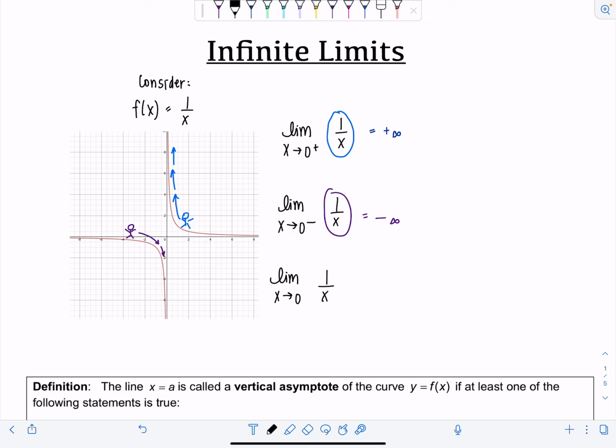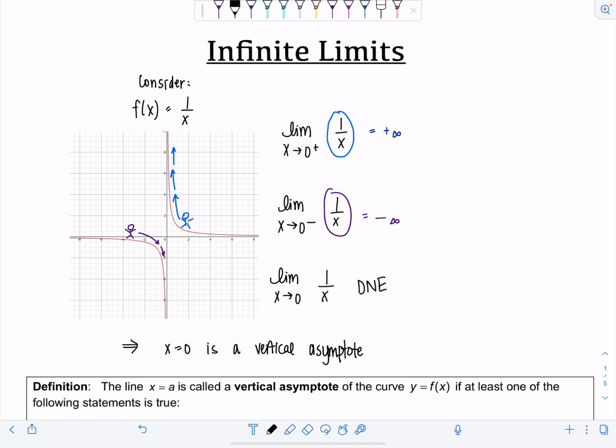Good. Now, one thing that we can observe that you probably remember from your precalculus days is that x equals 0 is a vertical asymptote. And there's ways that you probably learned how to determine where vertical asymptotes were in pre-calc, but now that we're in calculus, we're going to use limits in order to establish this fact.